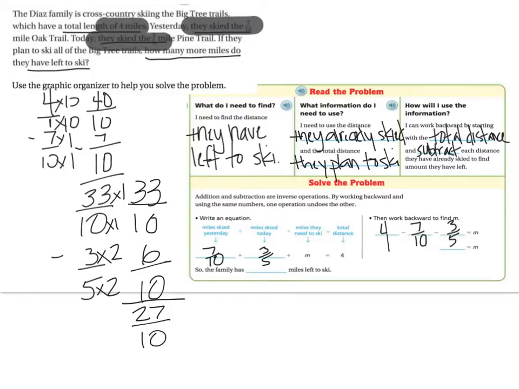This is an improper fraction. I could also write it as a mixed number by saying 2 and 7/10. So after working backwards, I know that the family has 2 and 7/10 miles left to ski.